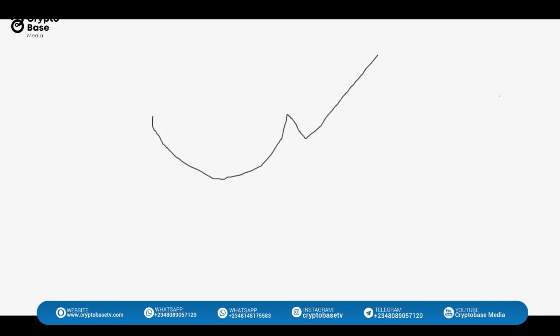Now they call this one right here the cup. They call this one right here the handle, and then this one is going to be the continuation of the uptrend. So cup and handle can be bullish. It is bullish mostly when the price is coming from an uptrend, and then you see a cup and handle. That is a bullish continuation. This is how price reacts, guys. We've been seeing a bullish movement here and there, and then it comes this way.